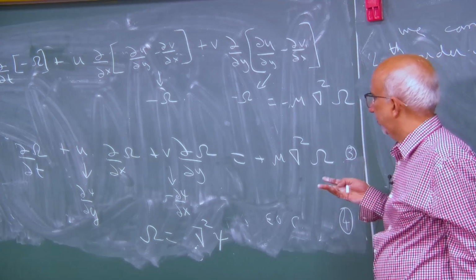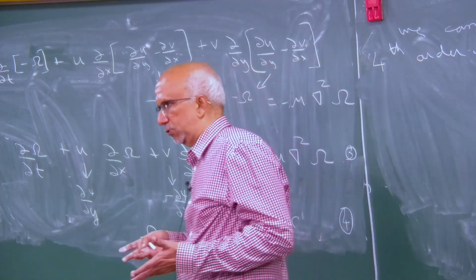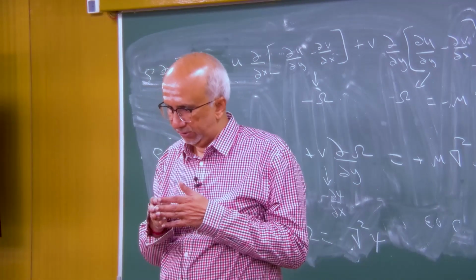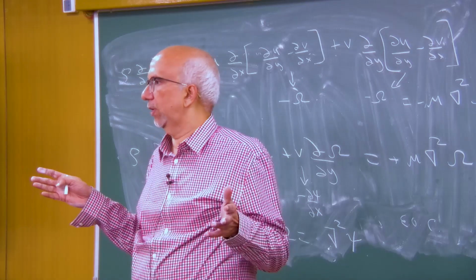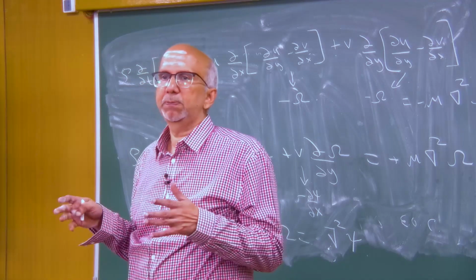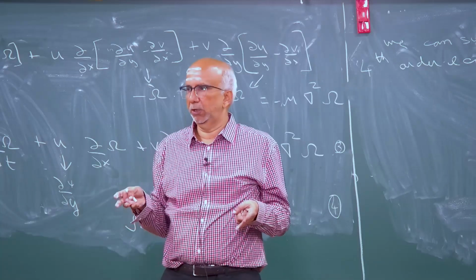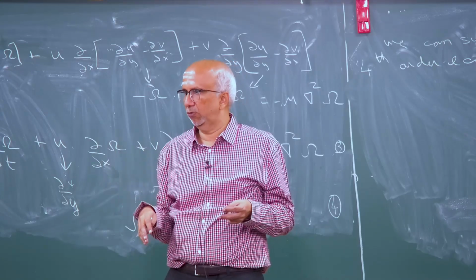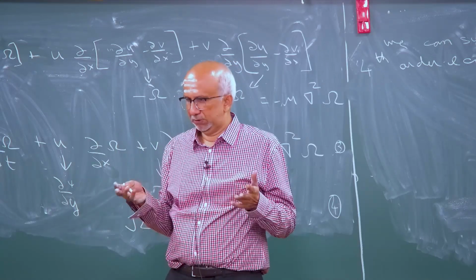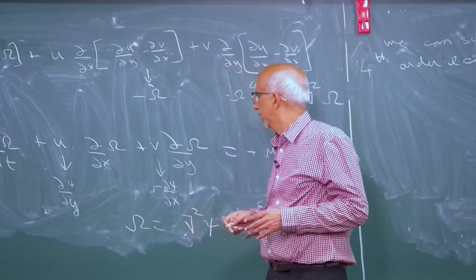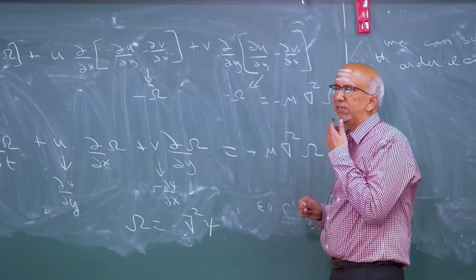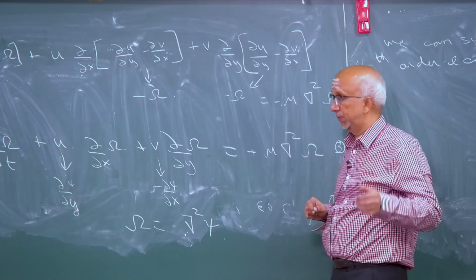So what this means is, depending upon what you are comfortable in solving, you can write everything as a fourth order equation in psi, or you can split it up into two second order equations, one for psi and one for vorticity, and solve. Different people use different methods. So this is your stream function vorticity formulation for the general problem.